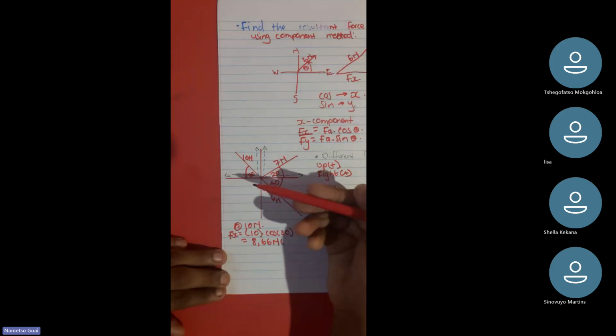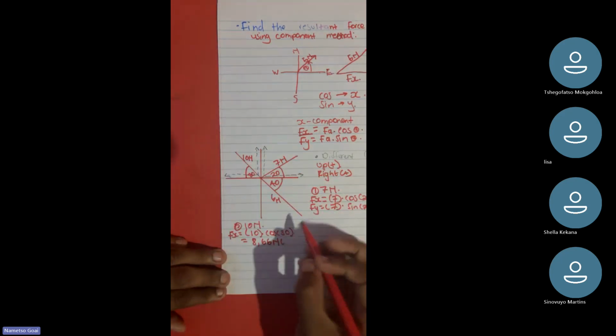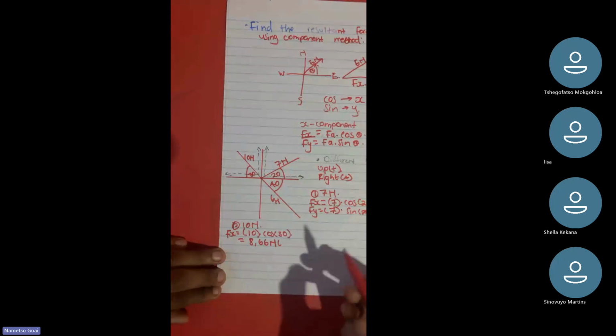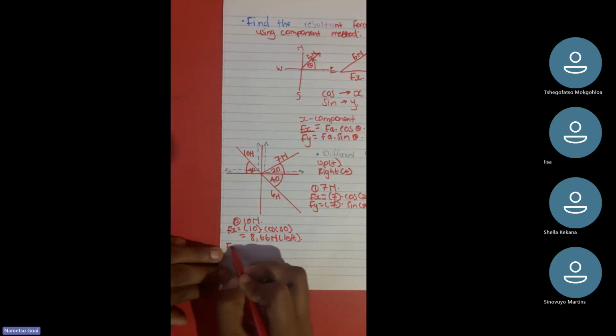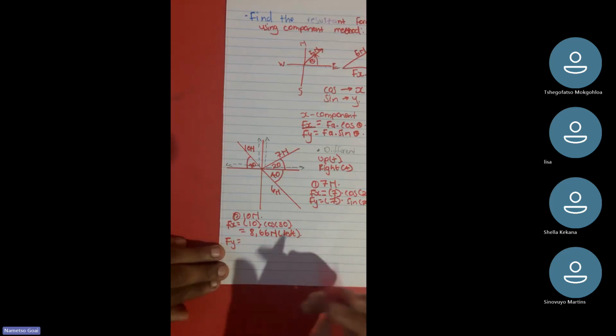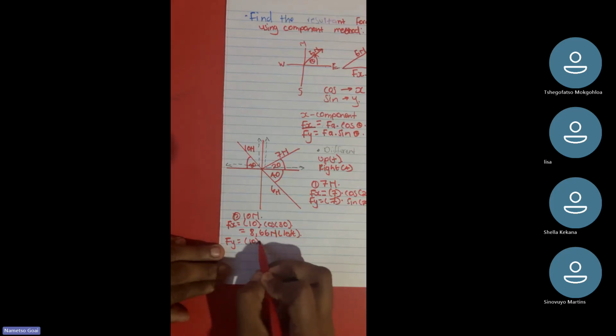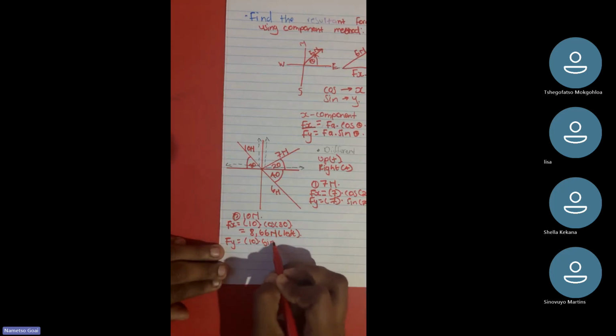But wait, Fx is to the left. Remember that, because it's moving that way, unlike the 7 Newton one. So you're going to say left. Now let's look at our Fy. You're going to have Fy equals 10. Can you say 10 multiplied by sine 30, please?